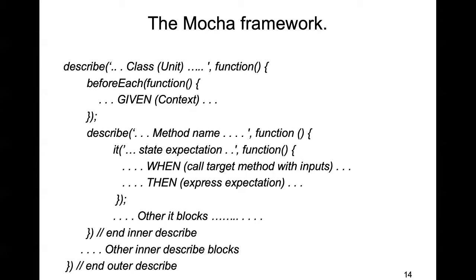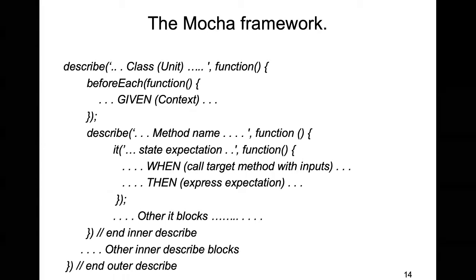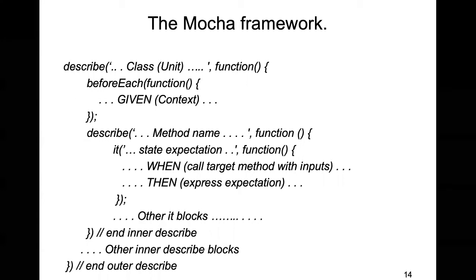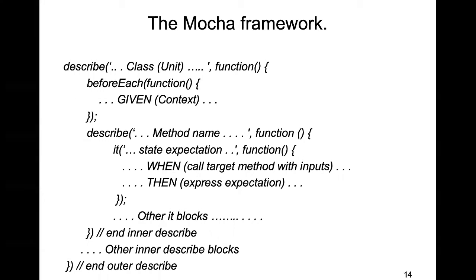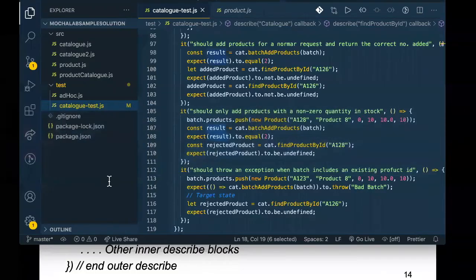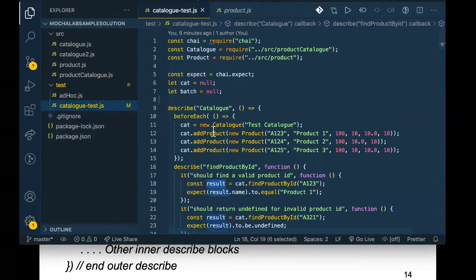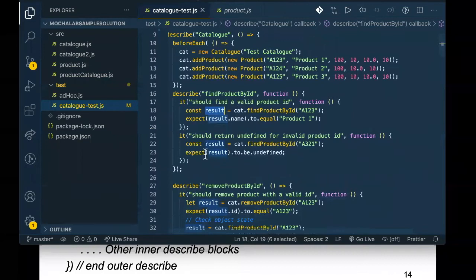The way Mocha allows us to achieve that is by having the beforeEach block. It executes that beforeEach block before each it block. So it essentially regenerates any initial data for us before each it block. In the case of our catalog, we created a new catalog object and added the products to that catalog. We do that every single time before each it block executes.